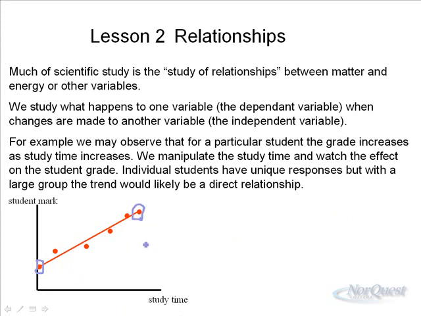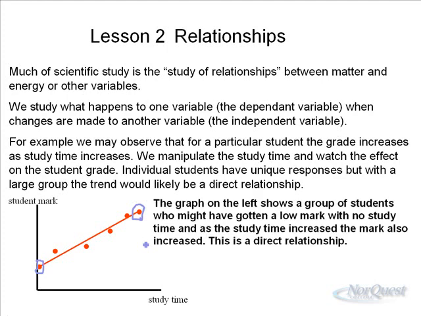higher mark. It's not always going to be the case, because of course there are other things to consider, like how effective the student's studying is, or the student's study habits, how much background knowledge, what the math skills are, and so on. But in a large group, the trend would likely be a direct relationship. So this graph on the left shows a group of students who might have gotten a low mark with no study time, and as the study time increased, the mark also increased. This is called a direct relationship.